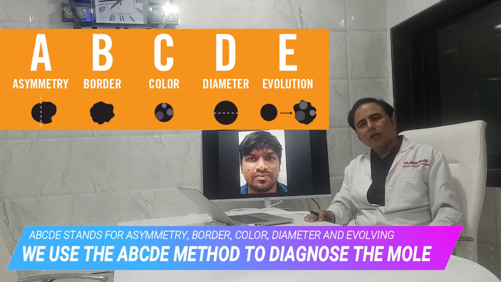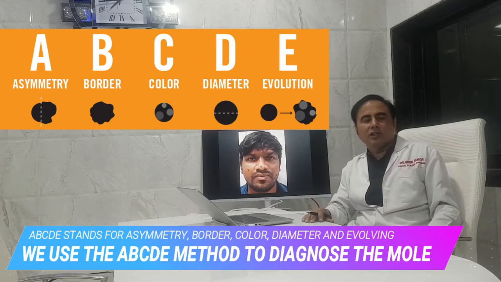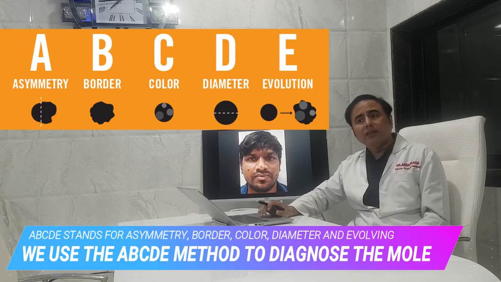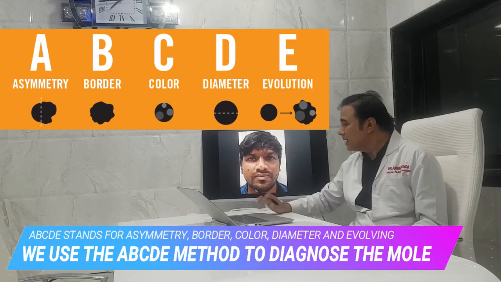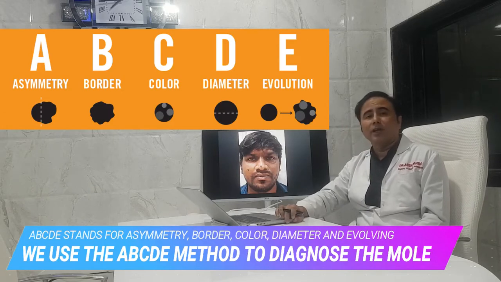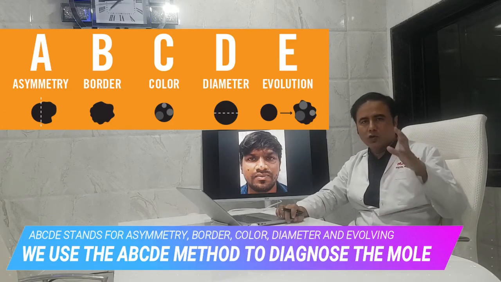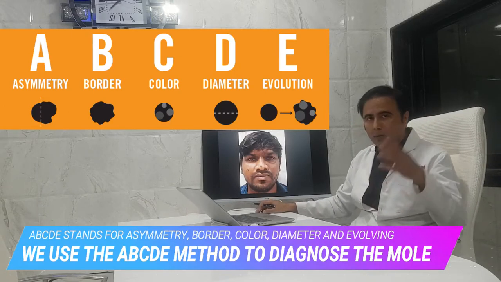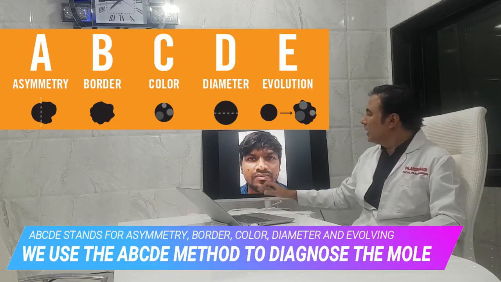There should not be a change in the dimensions of the particular lesion over a period of time. If you think there is a change in the dimensions of the lesion which is happening over a period of time, that should cause a little alarm in your mind. And the E is basically evolving.